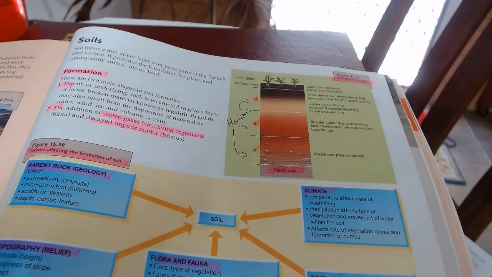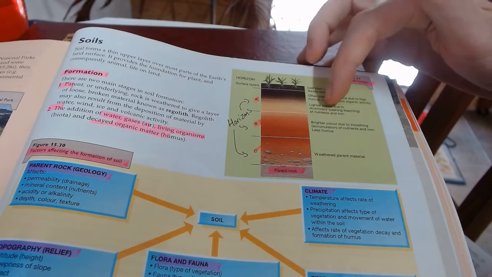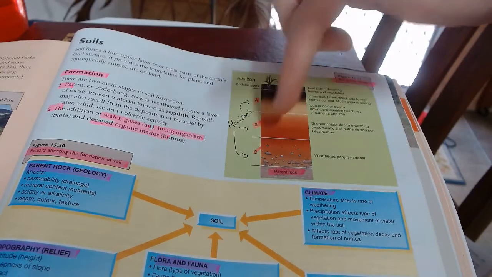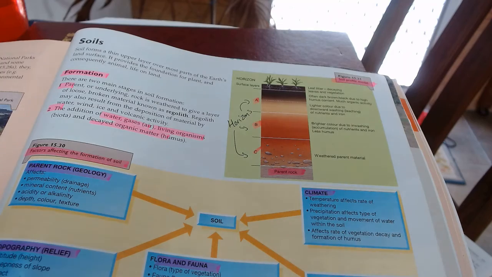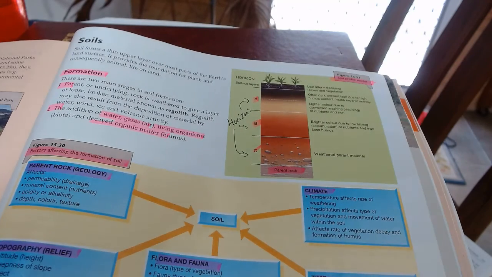All right, you've got A, then B. So A actually would be a lighter color due to this leaching. All the stuff is pushed down or soaked down as far as it can. B then would be quite a bit of a brighter color due to all of those minerals being washed down there. All right, C is where the parent material is, and it starts to get broken up. So they are your main horizons. All right, and the horizons add up to make a soil profile.